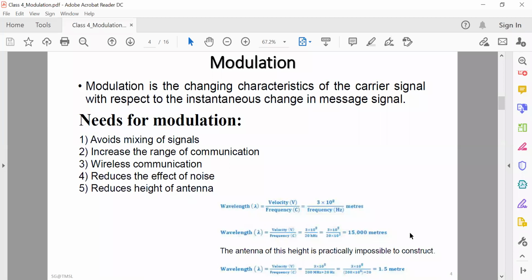So what you need to do here, in this last line, I have considered mixing a certain amount of very high frequency into this message signal, so that your antenna height will be 1.5 meters, and an antenna of this height is easy to construct. So that's why, using the modulation process, you can reduce the height of the antenna.